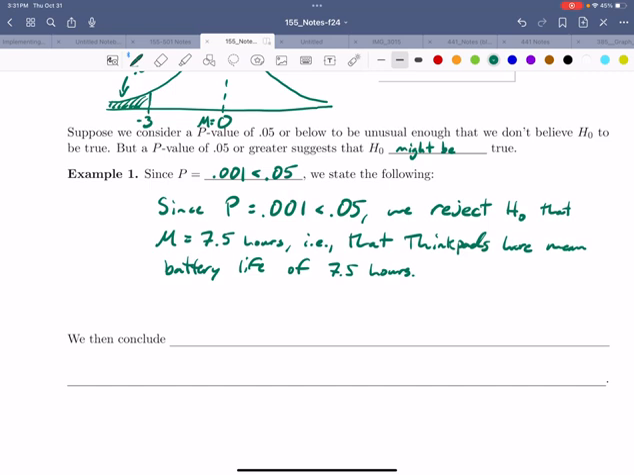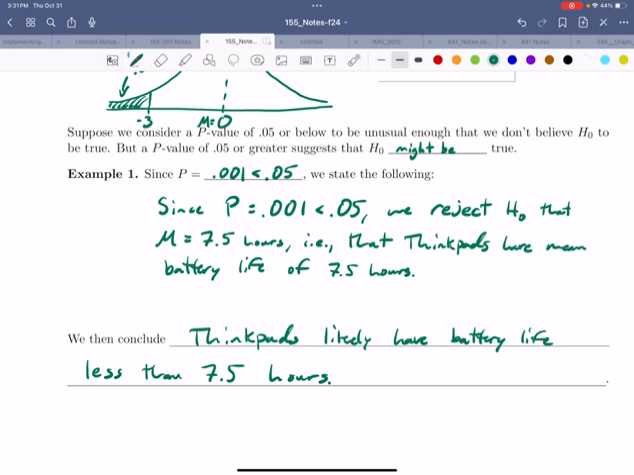So we then conclude ThinkPads likely have battery life less than 7.5 hours, right? Now, just want to say what I said and what I didn't say.